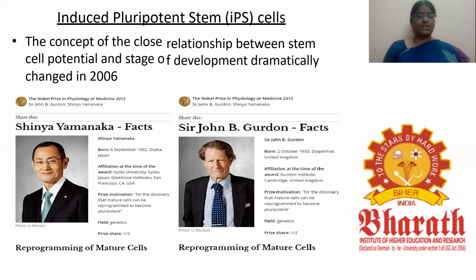So these are the best examples for adult stem cell formation. Next, coming to the history of induced pluripotent stem cells, it was first discovered by the scientists Shinya Yamanaka and Sir John B. Gurdon. So they first discovered that the concept of the close relationship between stem cell potential and stage of development changed dramatically in 2006. So these two scientists got the Nobel Prize in Physiology or Medicine in 2012. They both got the Nobel Prize for the reprogramming of mature cells, which can be reprogrammed to become pluripotent stem cells.